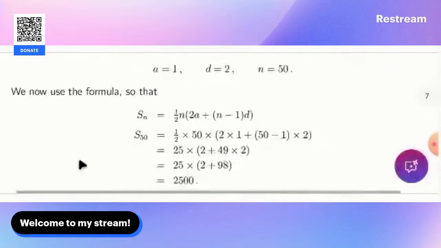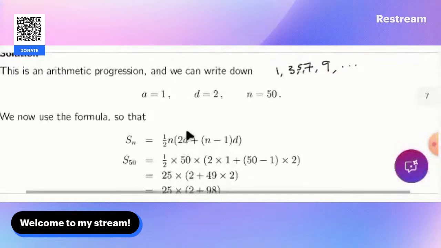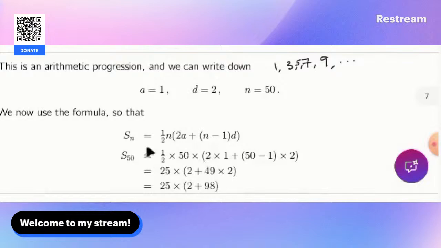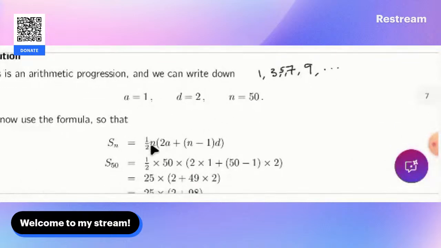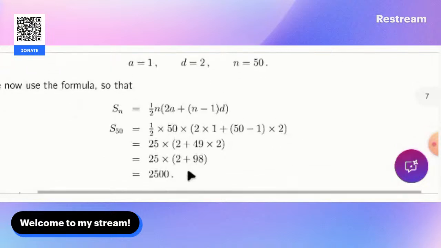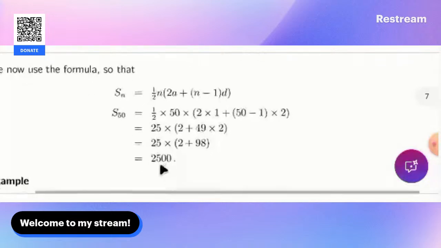Then you see the first term here is 1. We are looking for the 50th term, right? The question says find the 50th term. So our n here is 50. We have a here is 1. n here is 50 minus 1. Then common difference is 2. Anybody can do this. 50 minus 1 is 49. Multiplied by 2 is 98. 2 multiplied by 1 is 2. Add them together, you get 100. Multiplied by 25, you get this.